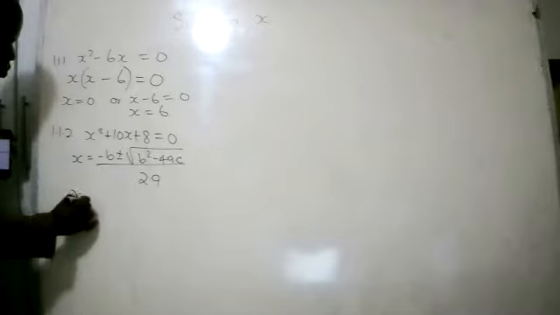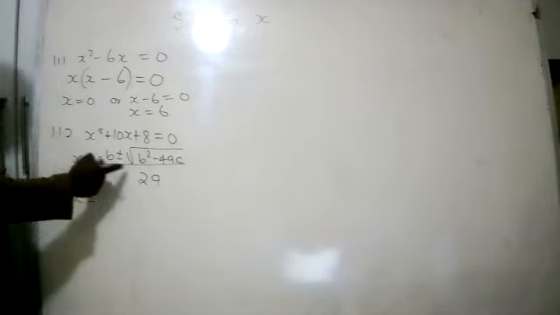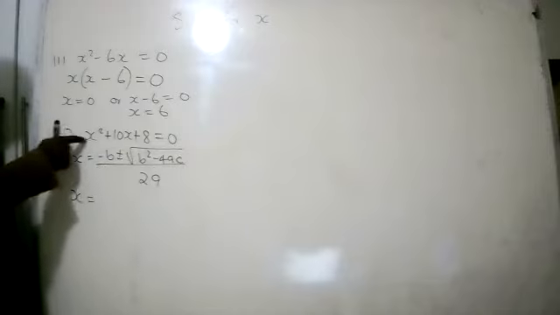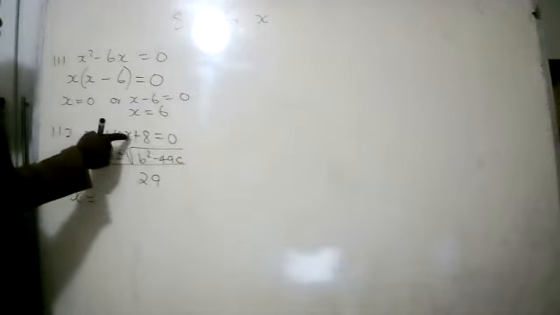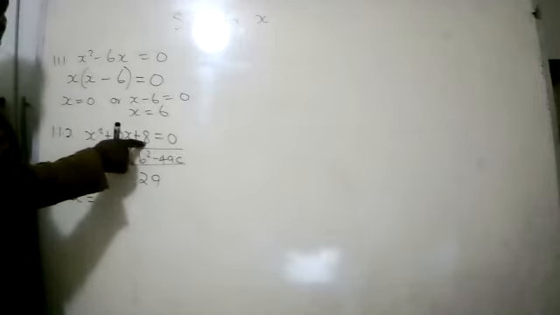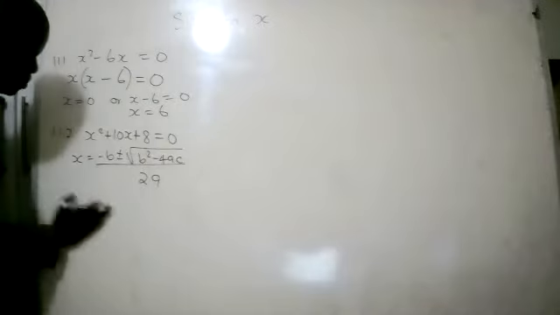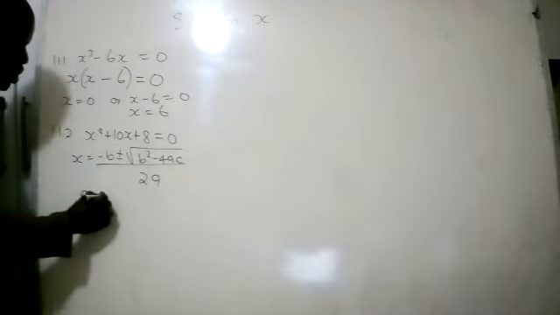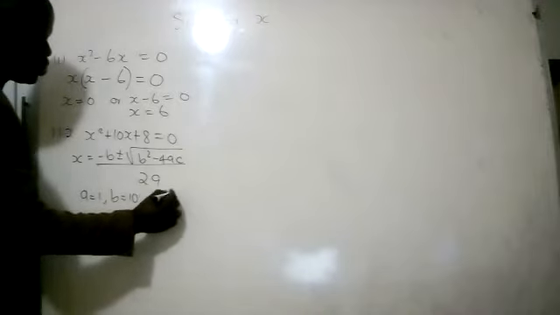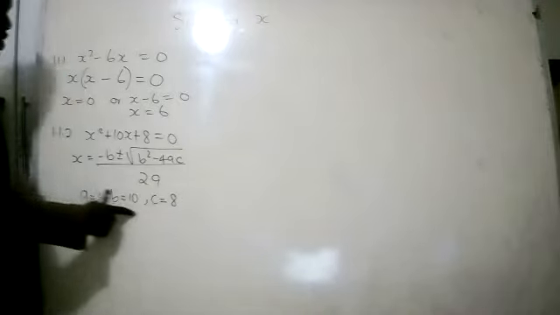Then we identify the values of a, b, and c. The value of a is the coefficient of x squared, and the value of b is the coefficient of x, which is 10. And then c is a constant, which in this case is 8. Let me write that. a is equal to 1, b is equal to 10, and c is equal to 8. So you need to substitute this information into our formula.